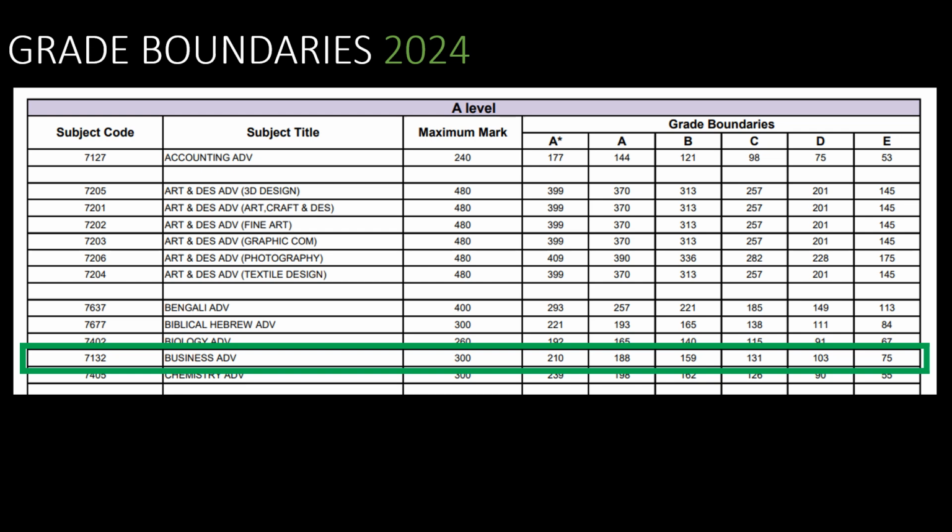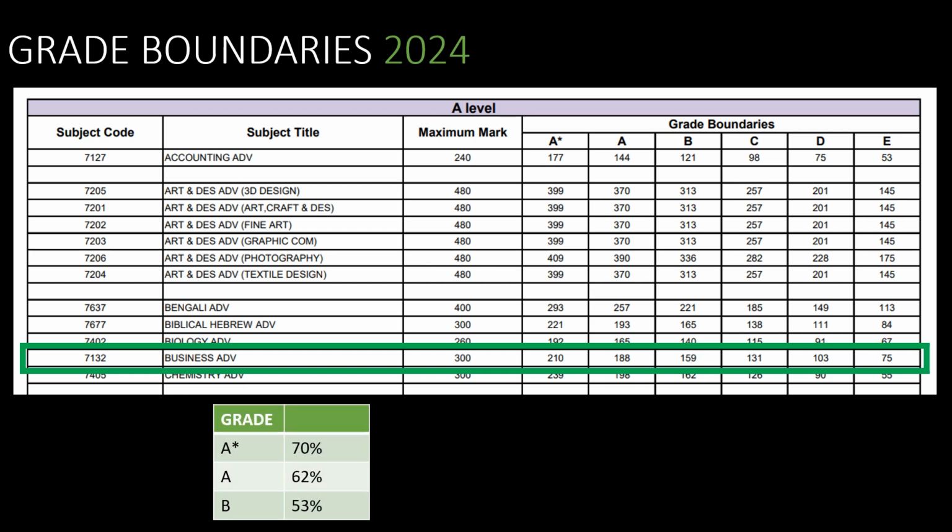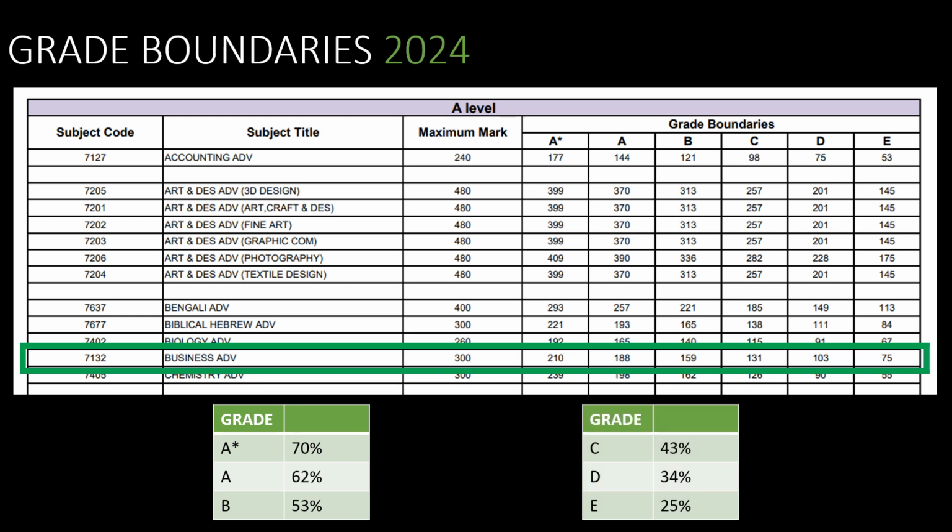How does that look in terms of a percentage? Well, I'd say 2024 was slightly lower than the national average because in 2024 A star was 70% that year, slightly lower than normal. Grade A was 62%, Grade B 53%, and Grade C 43%. D 34%, and a Grade E 25%. So it must have been a difficult paper or a difficult year and so forth.